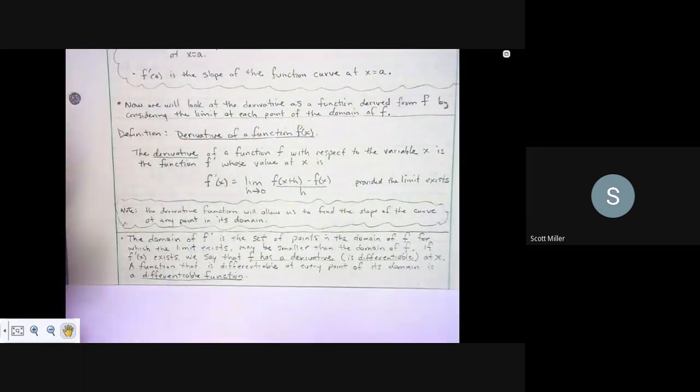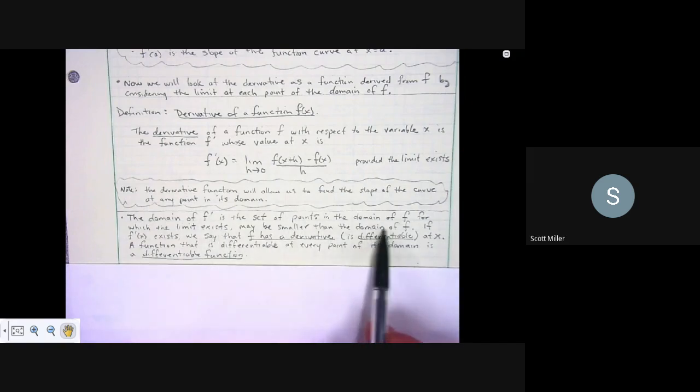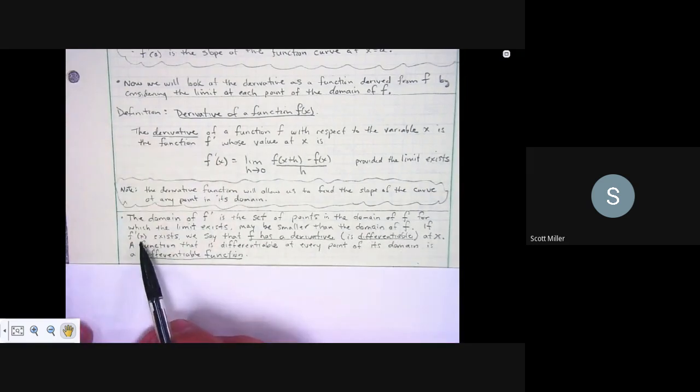Let me move this just a bit so we can read it. The domain of f prime is the set of points in the domain of the function for which the limit exists. It may be smaller than the domain of f because there may be points where this limit up here will not exist. If f prime of x exists, we say that f has a derivative, that it is differentiable at x. A function that is differentiable at every point of its domain is a differentiable function.